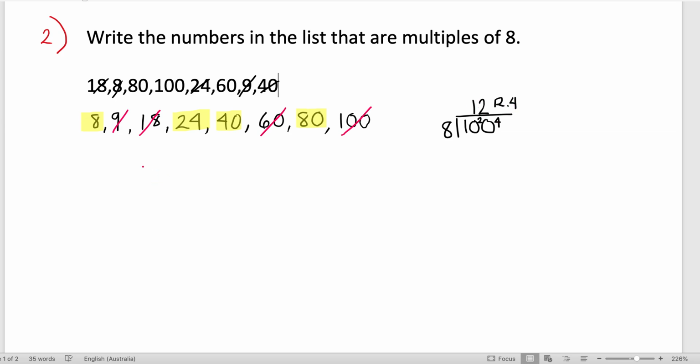Okay, so my multiples of 8 in this list are 8, 24, 40, and 80, and you can write them underneath here and say, okay, it's going to be 8, 24, 40, and 80. Wonderful, girls.